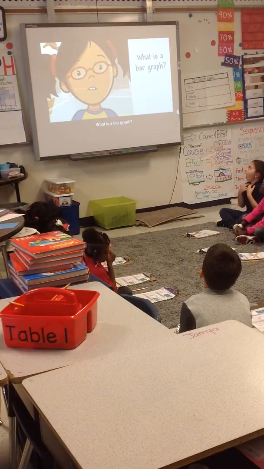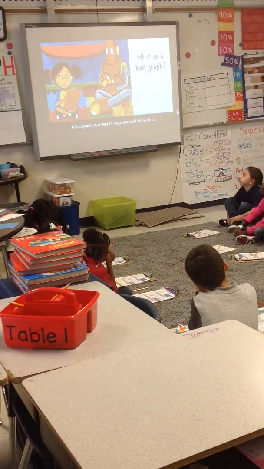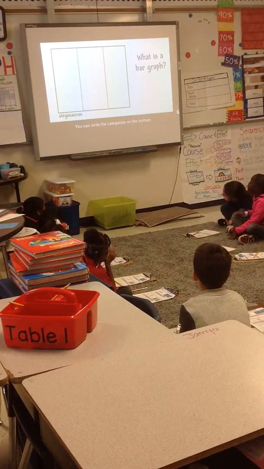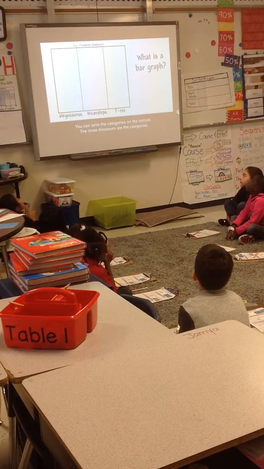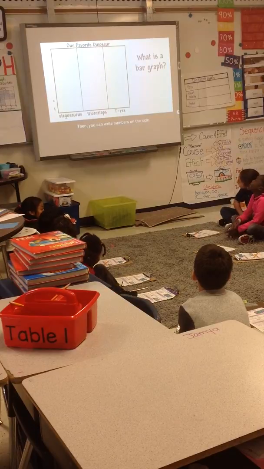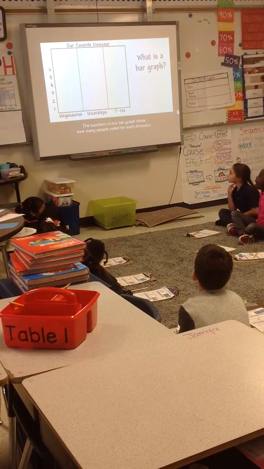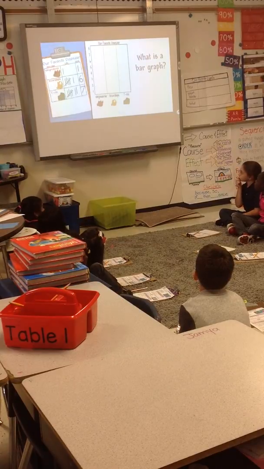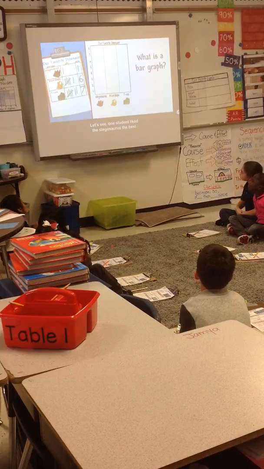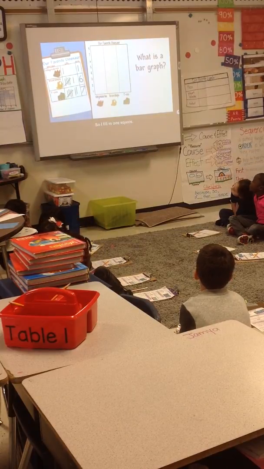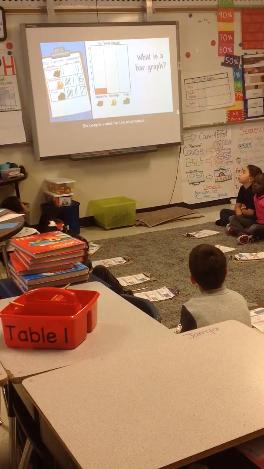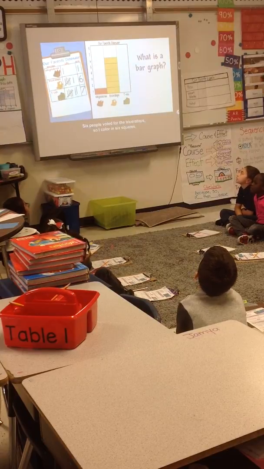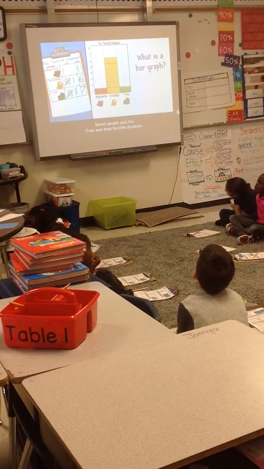What is a bar graph? A bar graph is a way to organize and show data. You can write the categories on the bottom. The 3 dinosaurs are the categories. Then you can write the numbers on the side. The numbers in our bar graph show how many people voted for each dinosaur. Let's see. One student liked the Stegosaurus the best, so I fill in 1 square. 6 people voted for the Triceratops, so I color in 6 squares. 7 people said the T-Rex was their favorite dinosaur.